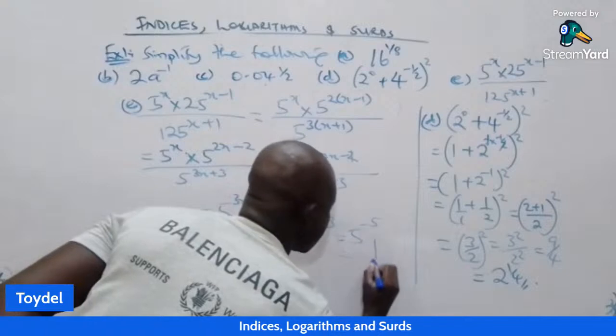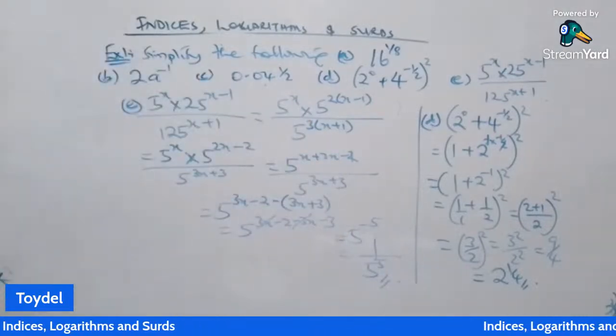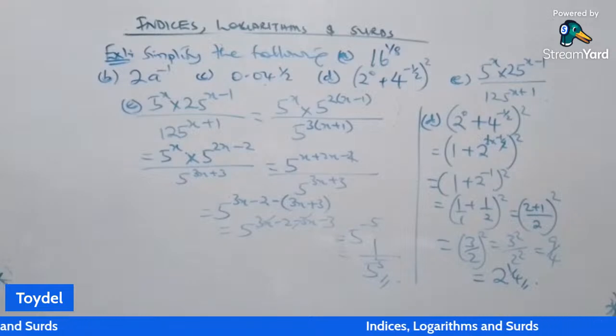Then this is the same thing as saying 1 all over 5 raised to the power 5. And that will be the answer. So that is that about indices.